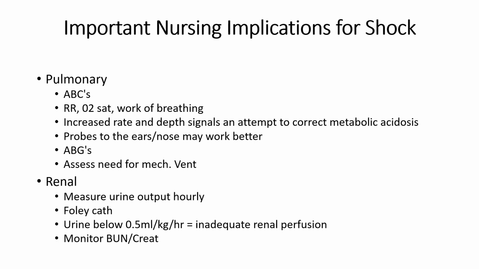Renal: measuring their urine output hourly. We have to get hourly outputs. It's so important. They're going to need a Foley catheter. Urine below 0.5 mL per kg per hour is definitely inadequate renal perfusion. We're always monitoring their BUN and creatinine and seeing how our kidney functions are doing, and that helps let us know if our kidneys are regaining any perfusion.